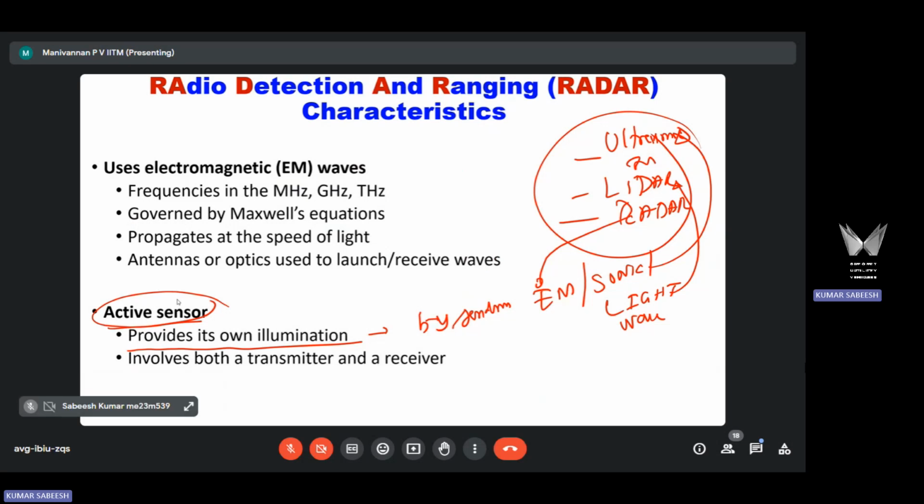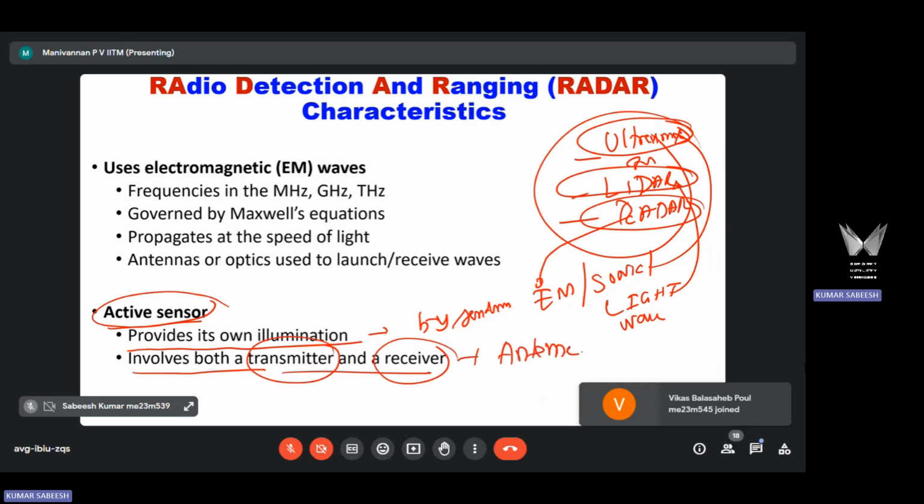Okay. So each one uses a different type of wave. The ultrasonic sensor uses sound waves. The LIDAR sensor uses light waves. Radar uses electromagnetic waves or radio waves. So they send, and because of that, they are all called active sensors. So the radar is an active sensor. It illuminates the surroundings, and based on the reflection, it involves both a transmitter and a receiver. Radar requires both a transmitter circuit and a receiver circuit plus an antenna.